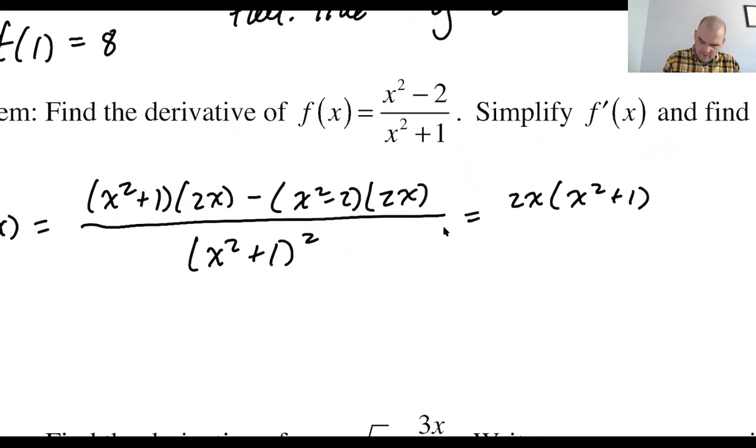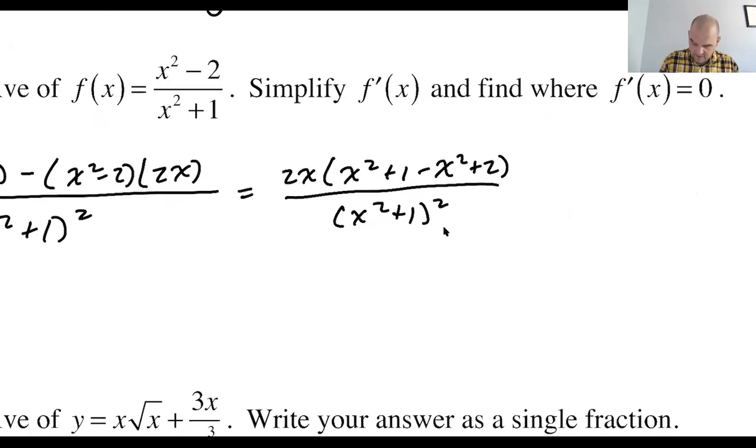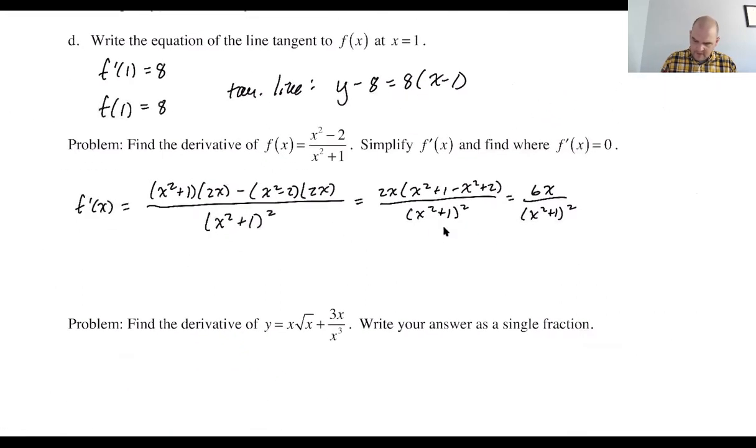Wait, why'd I close that parenthesis? Minus x squared plus 2, right? Don't forget to distribute the negative. That's why we're using so many parentheses. And then over x squared plus 1, squared. Okay, and then this is going to simplify to 2 plus 1 is 3, x squared minus x squared gone, so actually it's 6x over the quantity x squared plus 1, squared. Okay, so that's f prime.